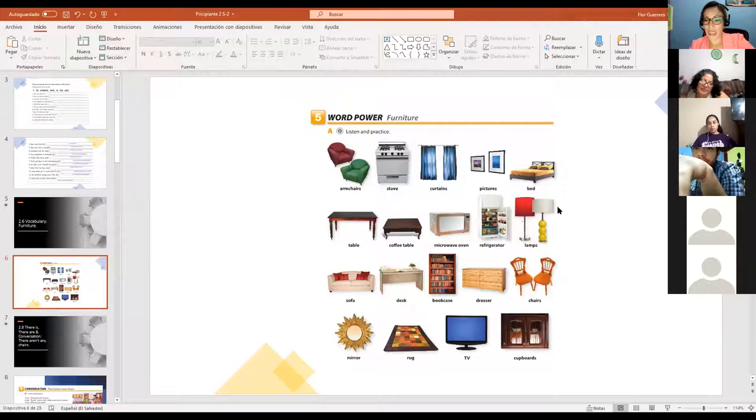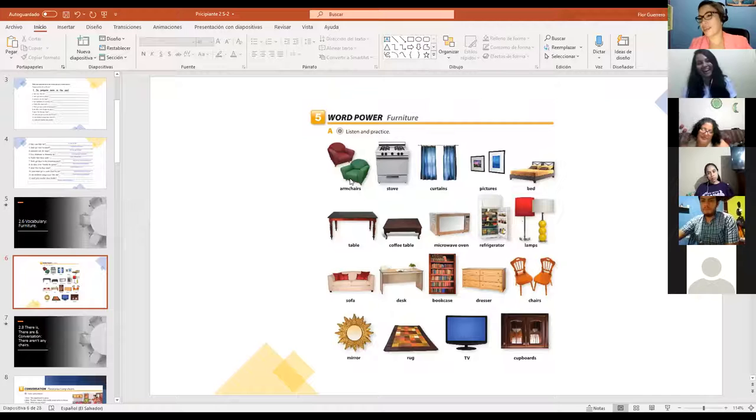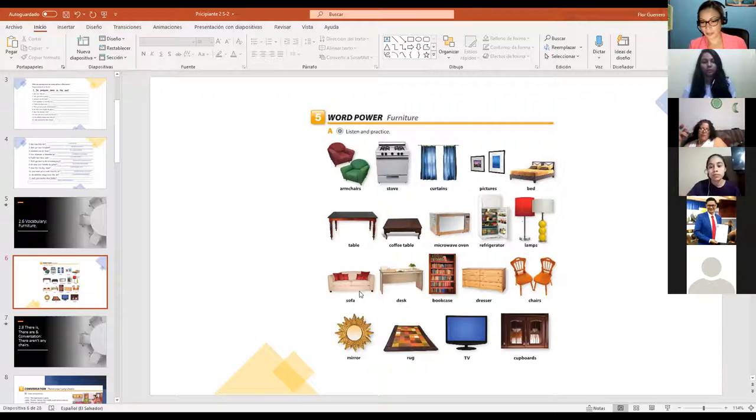Okay. Y luego tenemos acá una diferencia entre sofa y armchairs. Si se fijan, los armchairs son los que nosotros les decimos el sillón chiquito, ¿verdad? En el que solo se sienta una persona. Eso se llaman en inglés armchairs. Armchair. Y el grande, ese sí se llama sofa. Sofa.